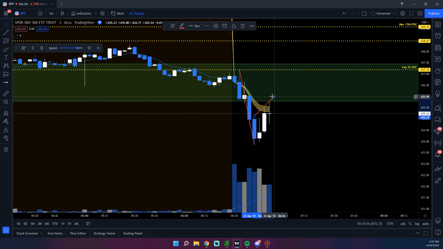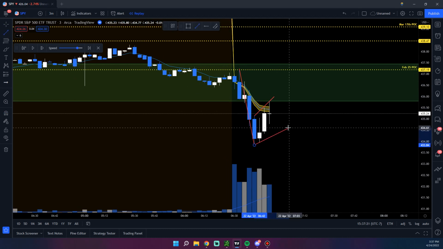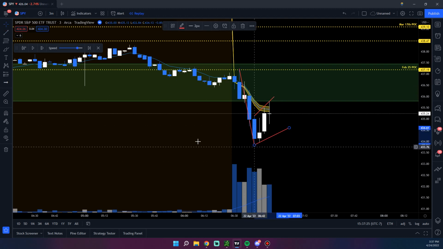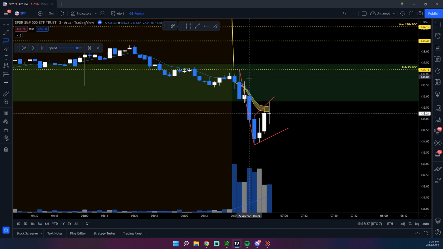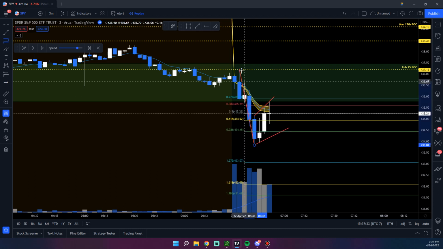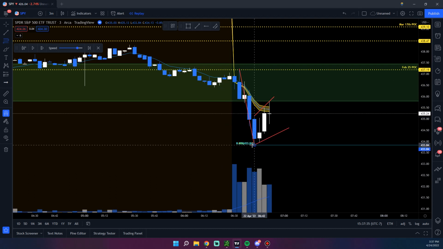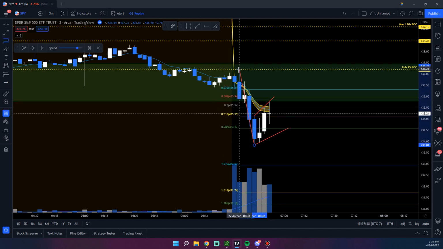So this here is the top of our flag, which I really don't care about. I don't draw them. And this is going to be the bottom of our flag. And here's our flagpole. So as soon as you see these things forming, you want to grab the bottom of the flagpole, the top, in this case, the bottom of the flagpole, to the bottom, and draw your fib levels.